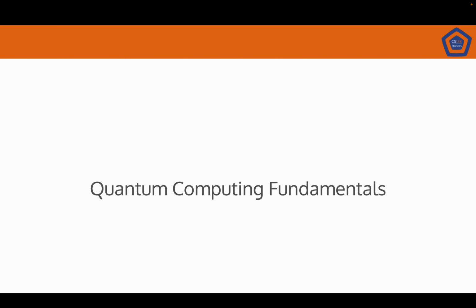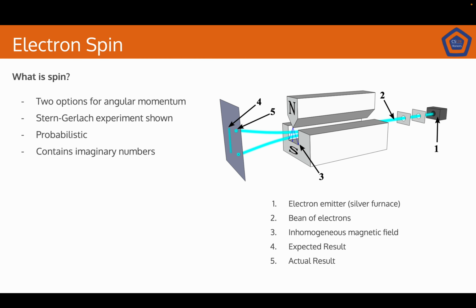So, the fundamentals. First, you must understand electron spin. An electron has angular momentum. You'd expect for this angular momentum to exist anywhere on a spectrum of values, but it only exists in one of two when you measure on any axis. You can measure spin up or spin down. That's the convention.